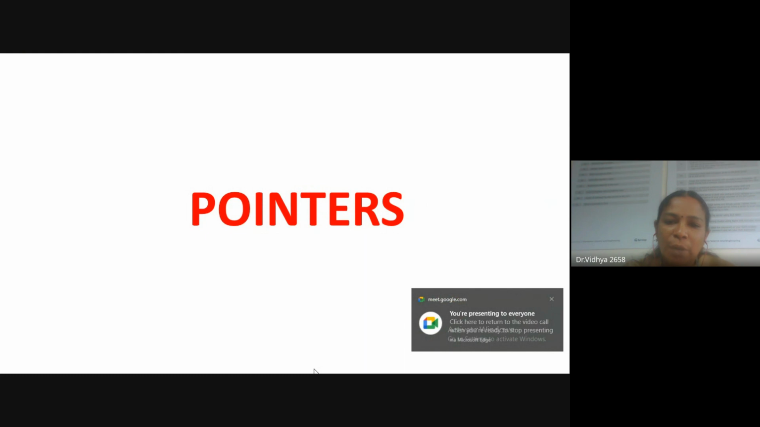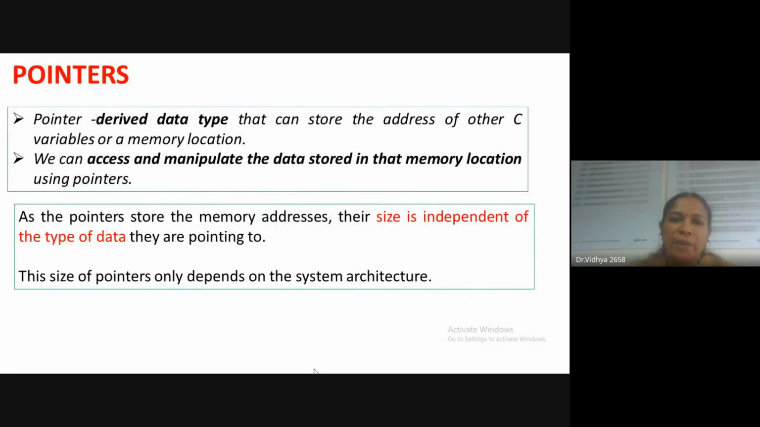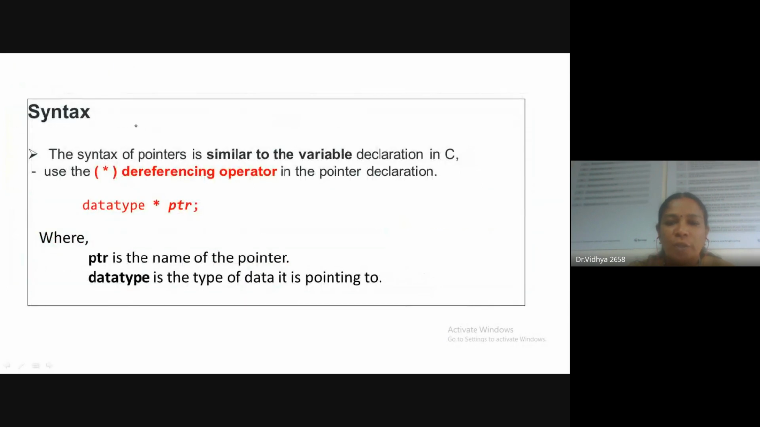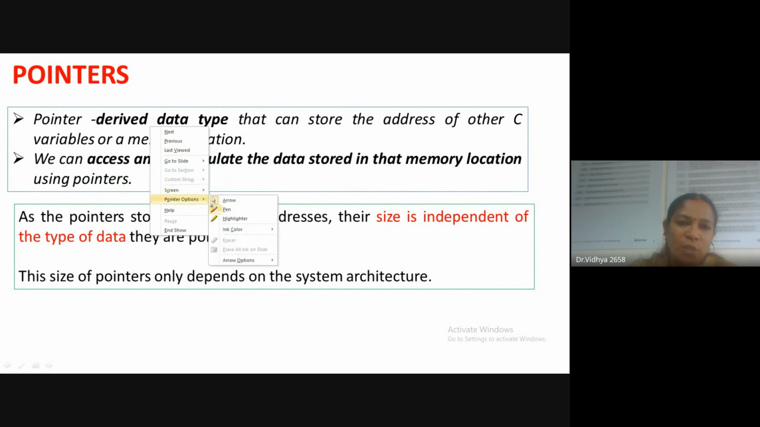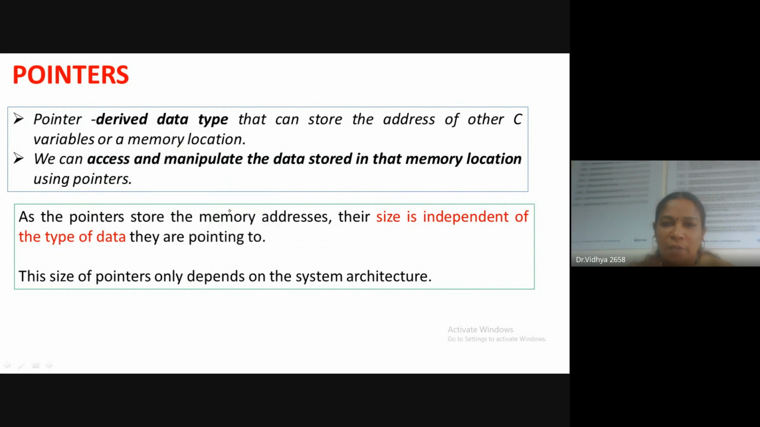In this class, we will be learning about pointers. A pointer is a derived data type that can store the address of another variable. So this is a very important point we are all supposed to remember. It stores the address of another C variable, as mentioned here. The pointer variable will hold the address of a variable.